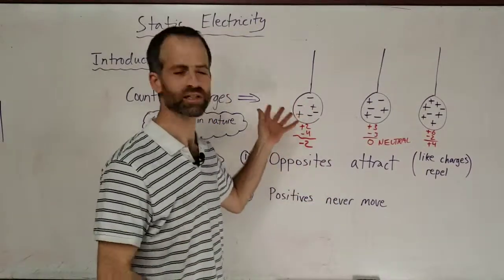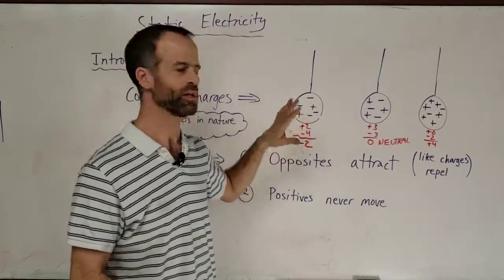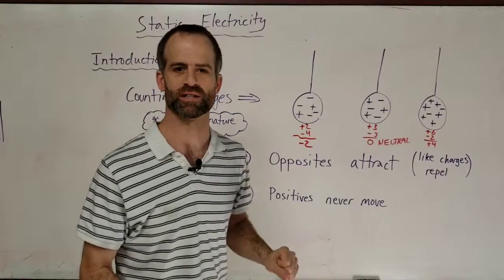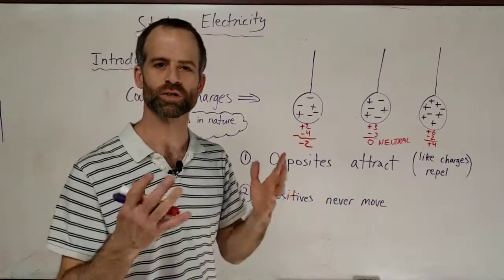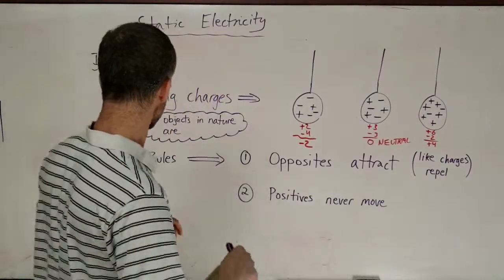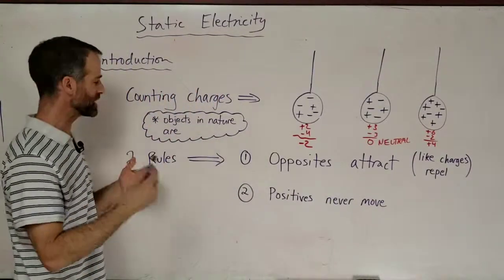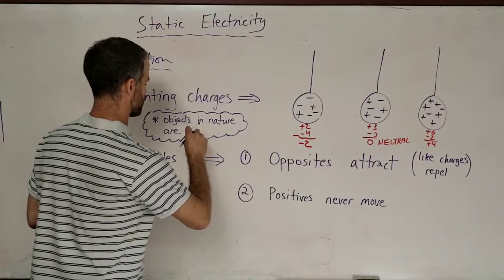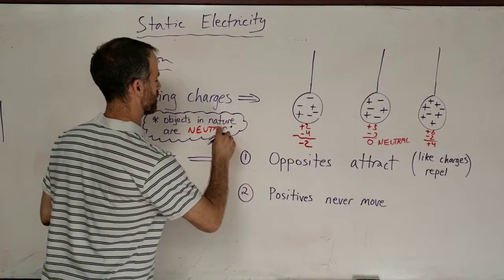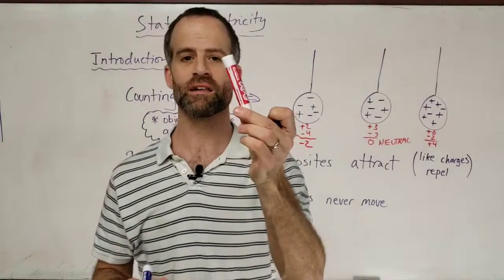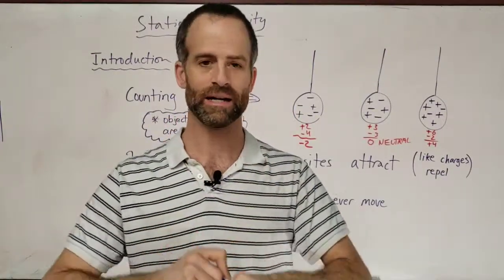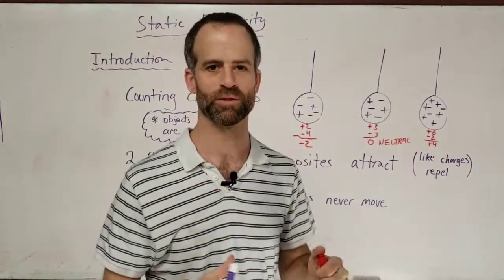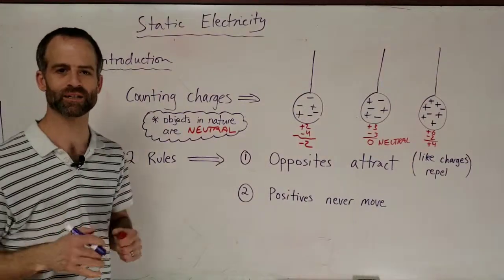Obviously, the real object has millions of atoms and protons and electrons, so we're not actually counting electrons. There would be millions of them. We're just doing a quick representation of its overall charge. Will it be negative? Will it be positive? You should know that objects in nature are neutral. This marker, if I haven't done anything to it, I can assume it's going to be neutral. This blackboard, in general, if nobody's rubbed anything on it, if nobody's done anything to it, it's going to be neutral.